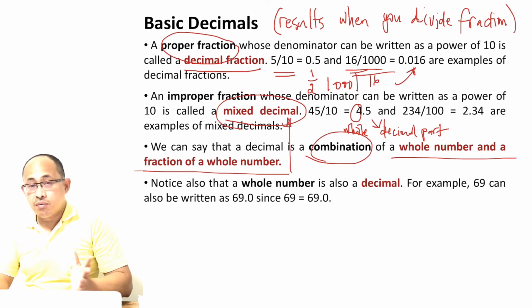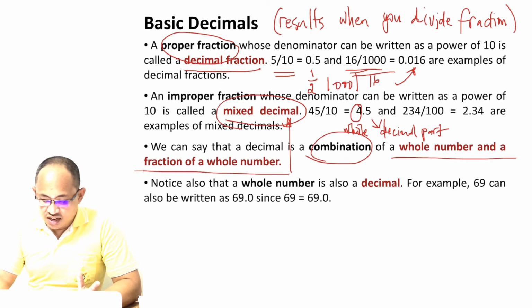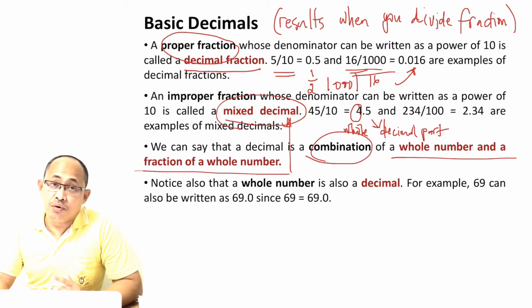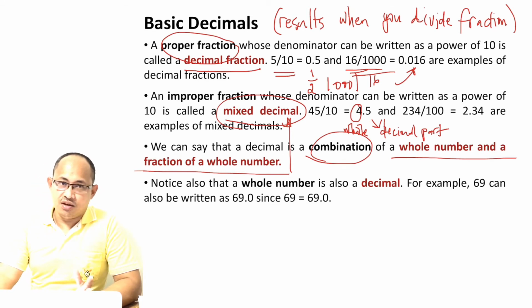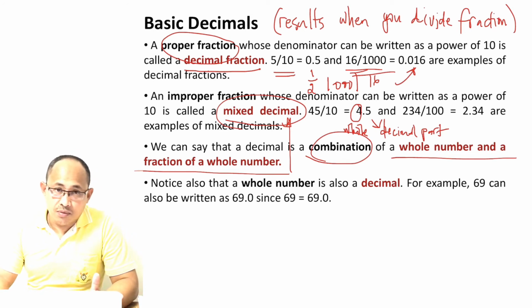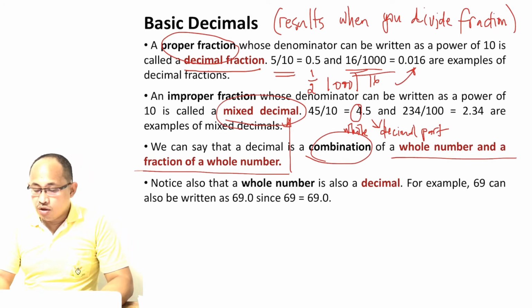Notice also that whole numbers are decimals. For example, 69 can also be written as 69.0 or 69 itself. So a whole number is a decimal number. Okay? A whole number is a decimal number.